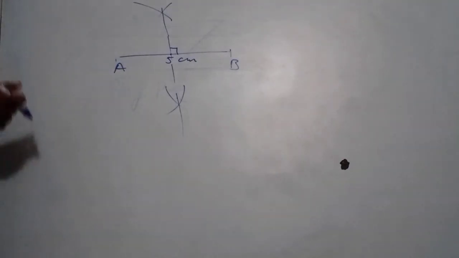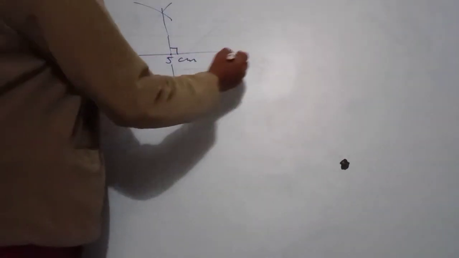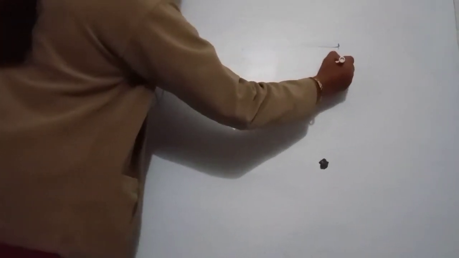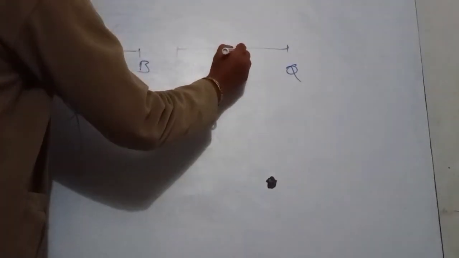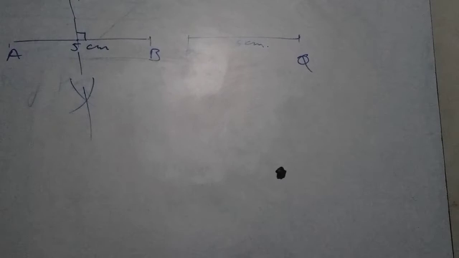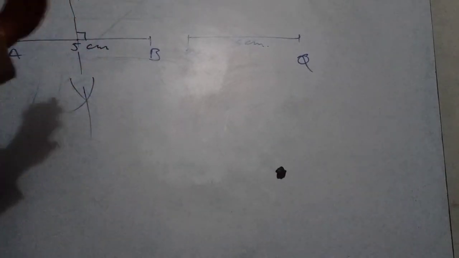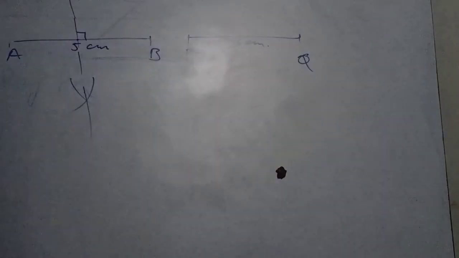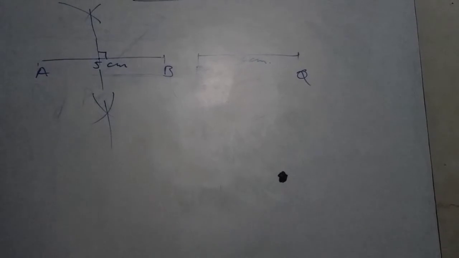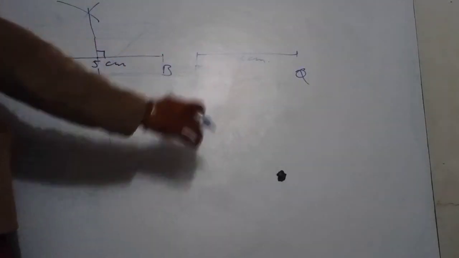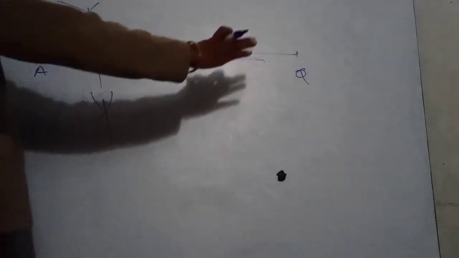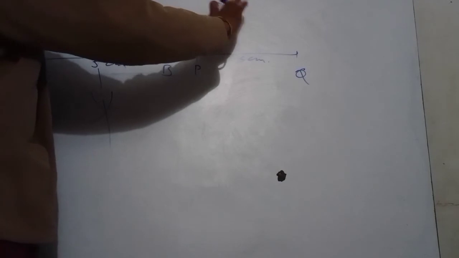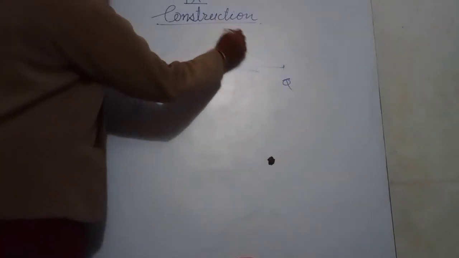Okay. Once again, take a segment of 6 centimeter. Now what is the process? What should I do now? First, take a sufficient distance in a compass which is more than half of PQ. Now suppose P is your center. Then draw the curve to both sides of PQ, upside and downside.